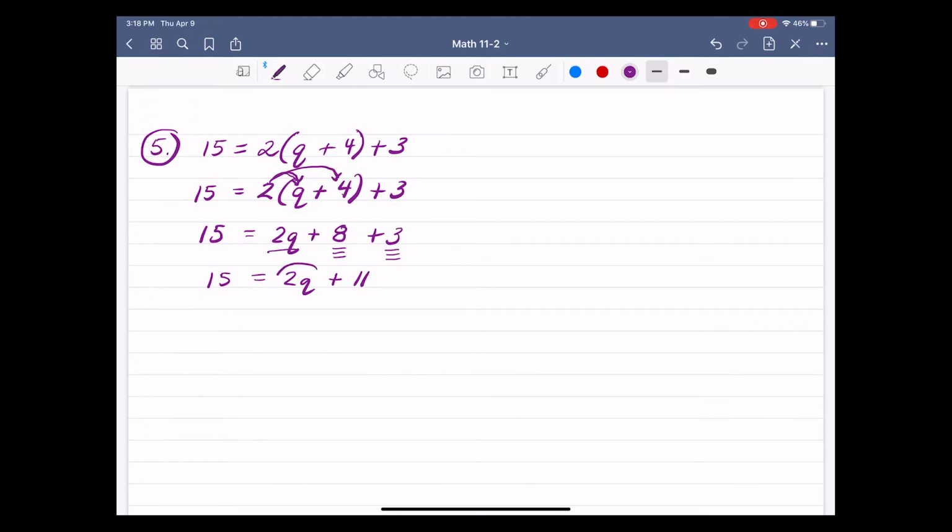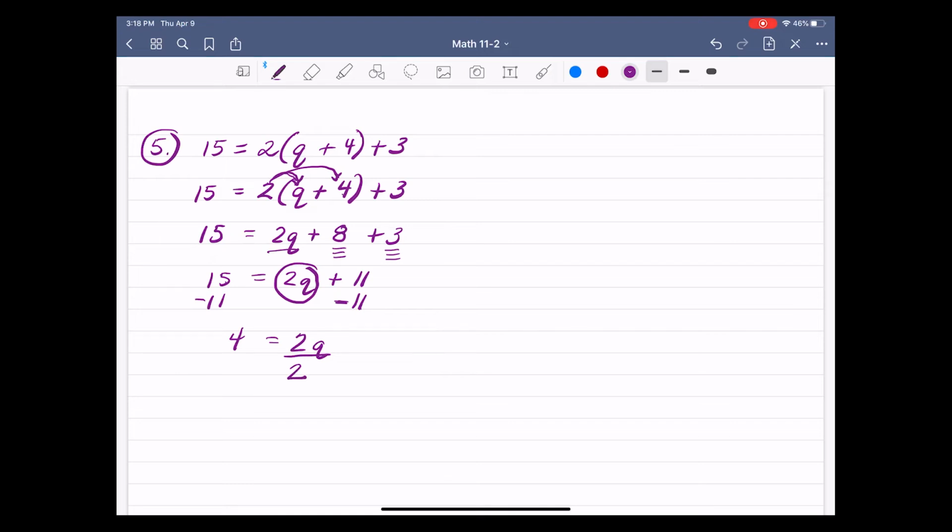I want to start isolating this variable, q. The first thing I got to get rid of is this 11. So I'm going to subtract 11 from the right, subtract 11 from the left. 15 minus 11 is 4 equals 2q. I want to solve for q. What operation is being performed on q? Multiplication by 2. So I'm going to divide by 2.